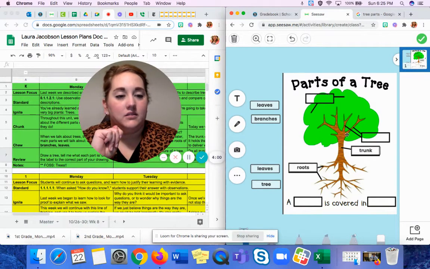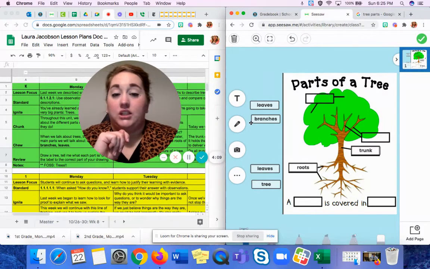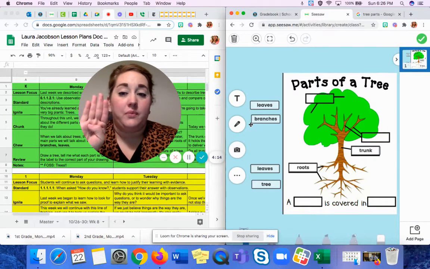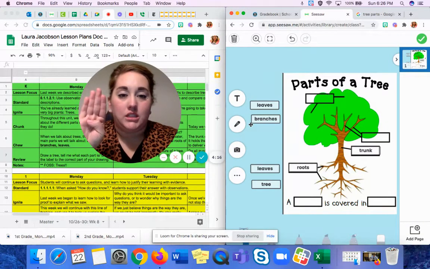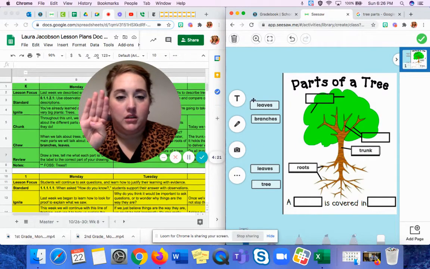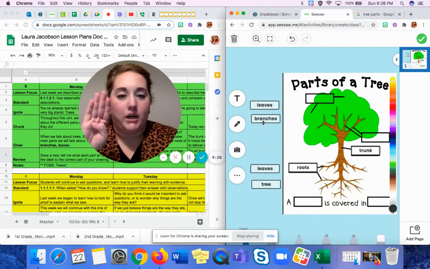Then, these sticks that reach up tall here are called branches. So I'm going to look for my word that starts with the letter B. Branches. Branches. And I'm going to bring it over into my box here. And I'm going to set it down.